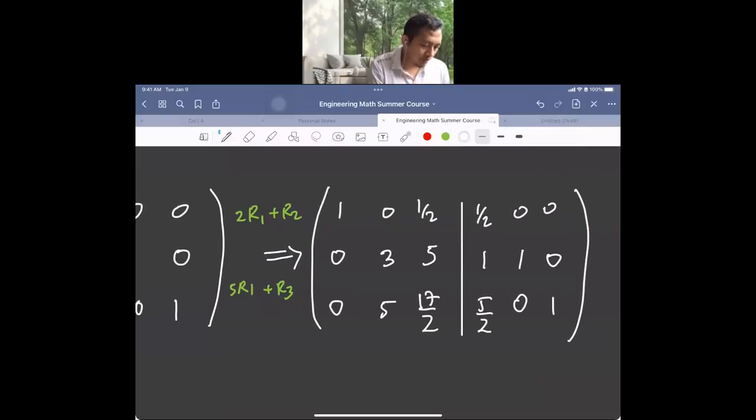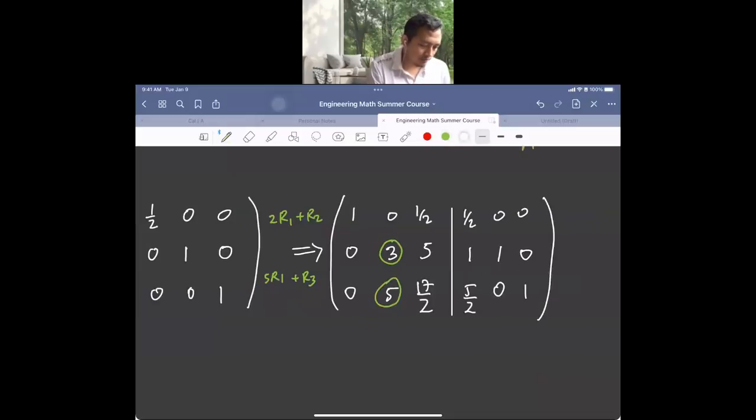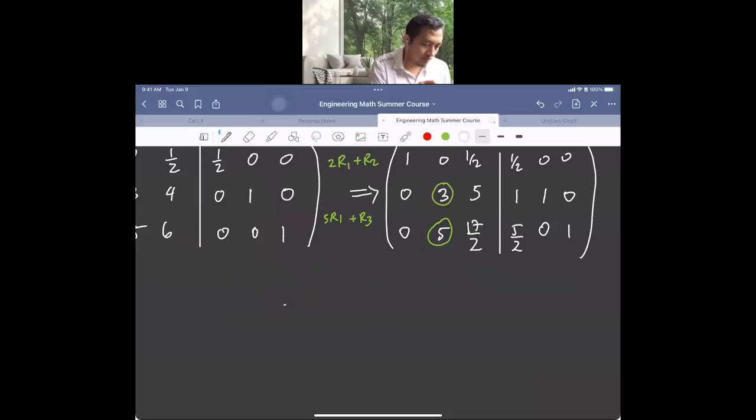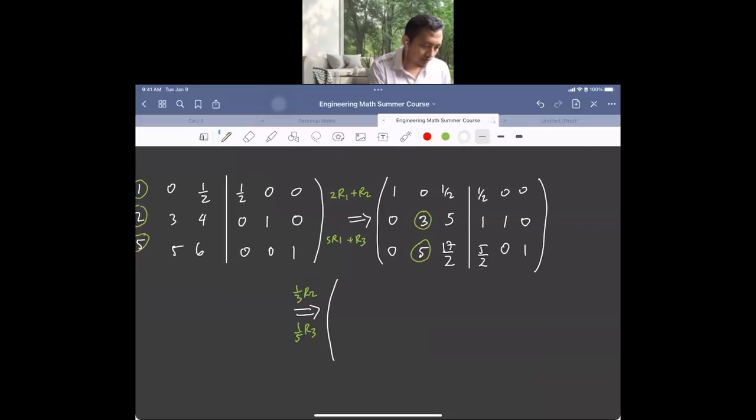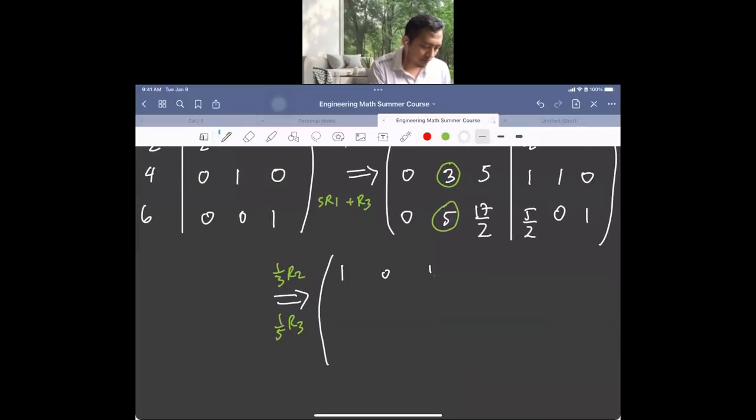Okay, now I want to make this divide by 3, divide by 5. So let's do that. Make it 1 over 3 R2 and 1 over 5 R3. So same.